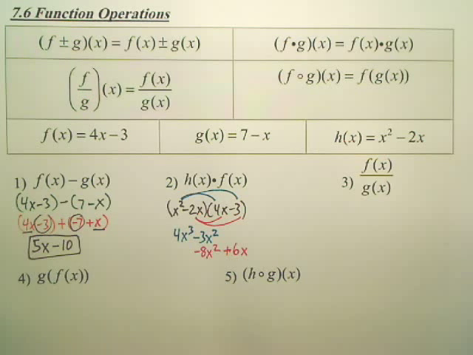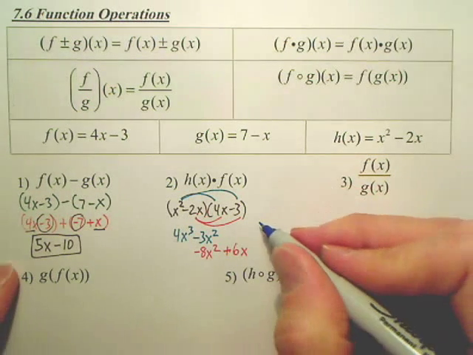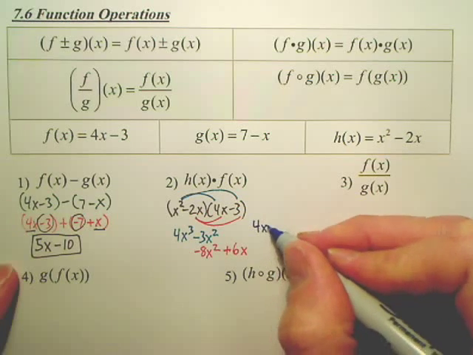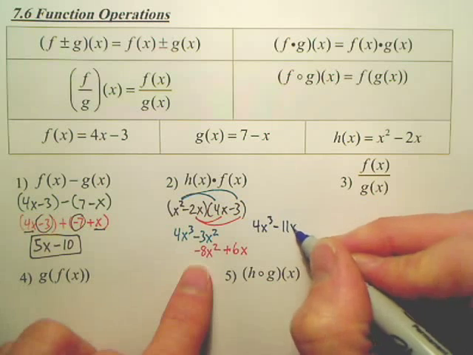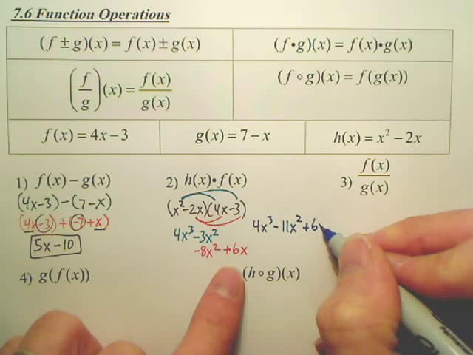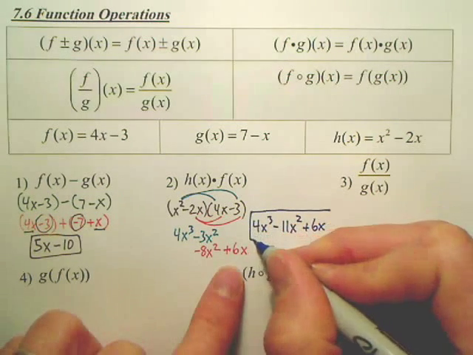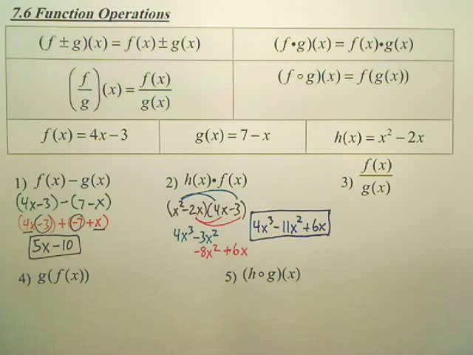If we combine all that, what do we get? 4x cubed. We get a 4x cubed. And when you combine these two, you get negative 11x squared plus 6x. There's your answer.